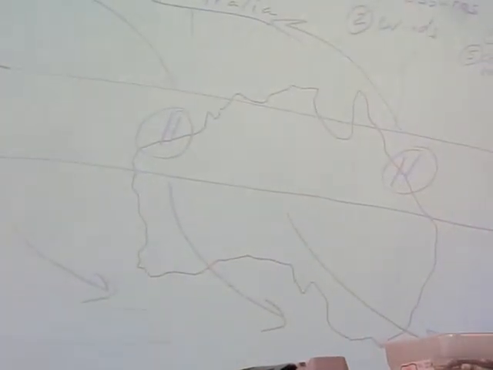So just at some point, you should have it memorized that between 20 and 30 degrees, there's high pressure. Winds go away from the high pressure, and they curve counterclockwise in the southern hemisphere.